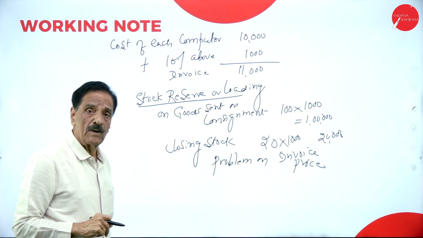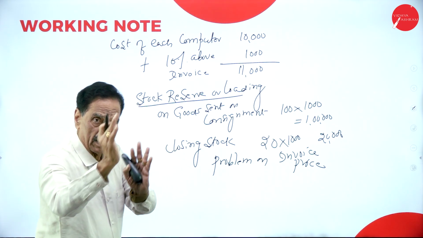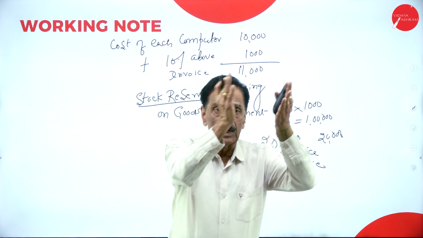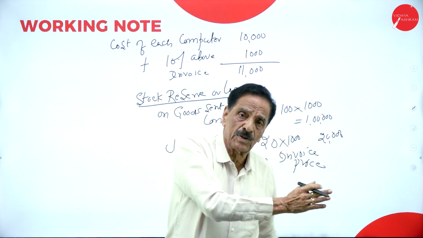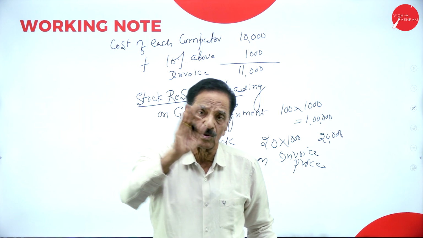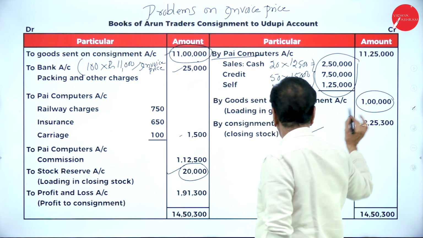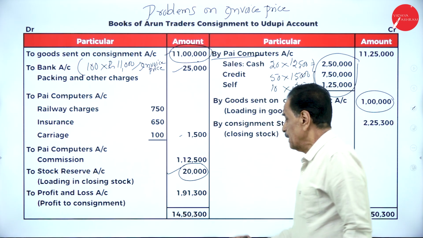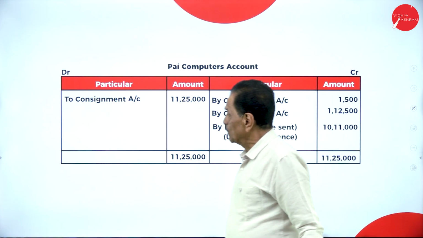In the problems on invoice price, you have to show the excess amount: goods sent on consignment, stock reserve, and closing stock, how will it be? Goods sent on consignment, by stock reserve, by closing stock, on the debit side stock reserve. Goods sent on 11 lakh, really 10 lakh, how much more? 1 lakh. For closing stock you have got 20,000, and the balance is 1,91,300.